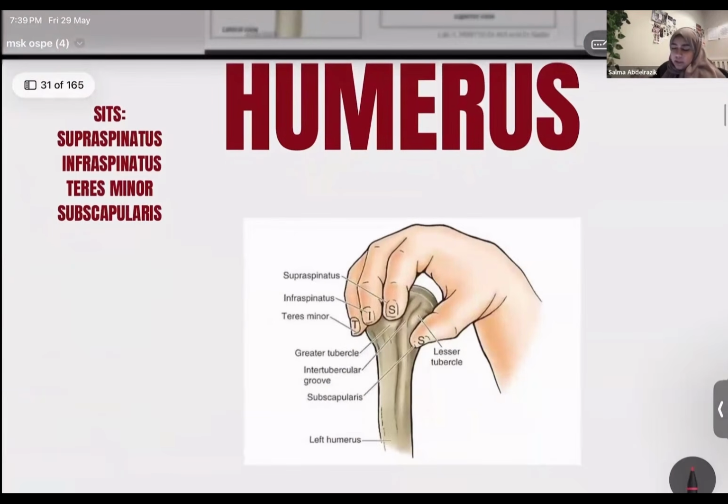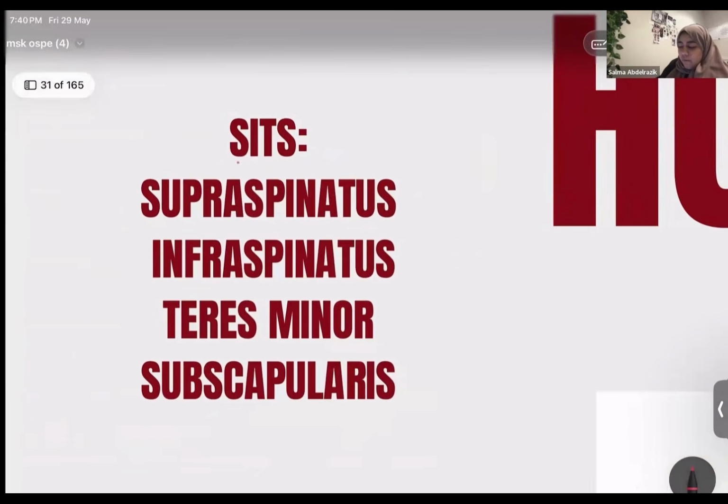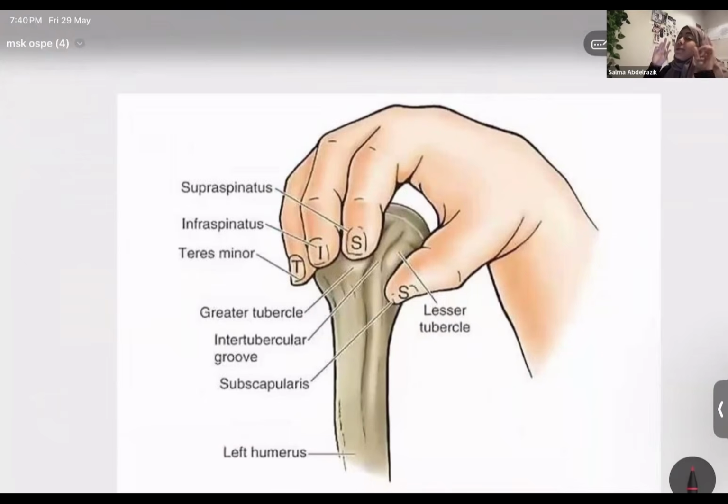Makes it easier. First off, the SITS are 4 muscle attachments. We have supraspinatus, infraspinatus, teres minor, and subscapularis. Greater tubercle can handle 3, that's why it's greater. And the lesser tubercle can barely handle 1, so it's lesser. You should be able to remember something like that. So SITS goes from top to bottom and will be used by the name. And then the lesser tubercle has just the lowest one.